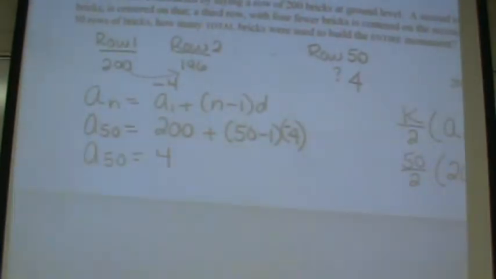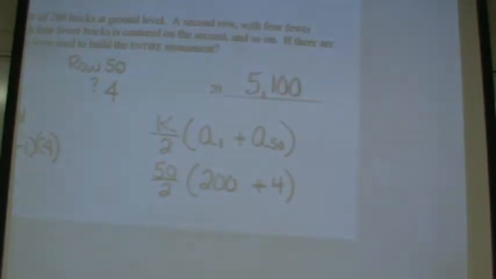So you use the sum equation when you're looking for the total, and then you use the other one. Is that arithmetic? This one is arithmetic. These are both arithmetic formulas, both of them are. This one is to find how many are in a certain row. In row 50, there were 4 bricks. This one is to sum up, in all 50 rows, how many bricks do we have? You're adding 200 bricks from row 1, 196 in row 2, 192 in row 3, and so forth.